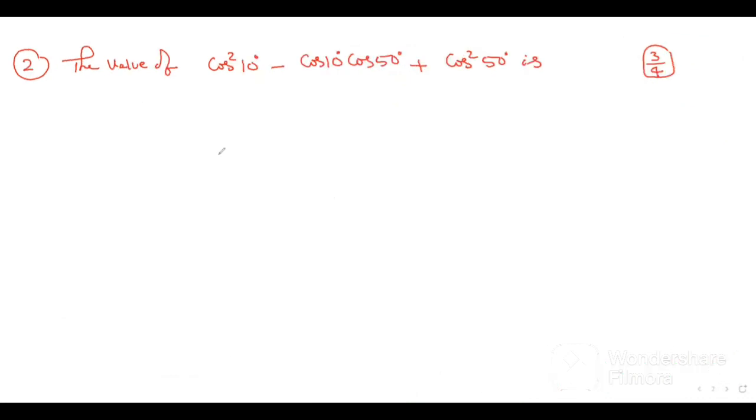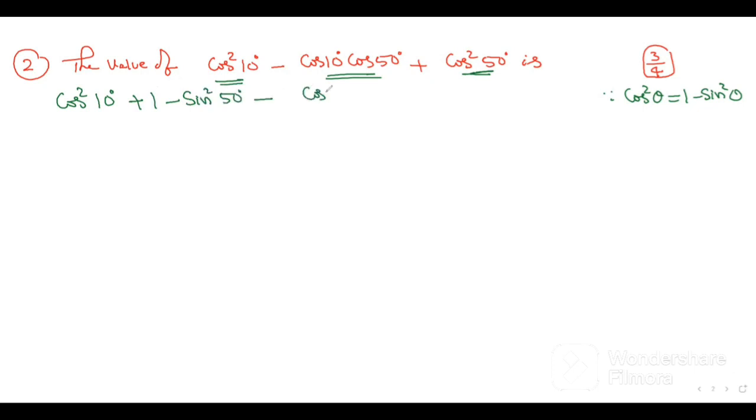Okay, now I am going to explain question number 2. Cos square 10 minus cos 10 cos 50 plus cos square 50. Cos square 10 degrees. Here cos square 50 can be written as 1. We have one formula, cos square theta is equal to 1 minus sin square theta. Cos square 50 placed, it is 1 minus sin square 50 minus cos 10 into cos 50.